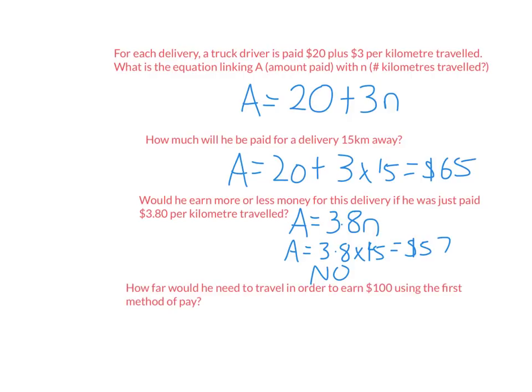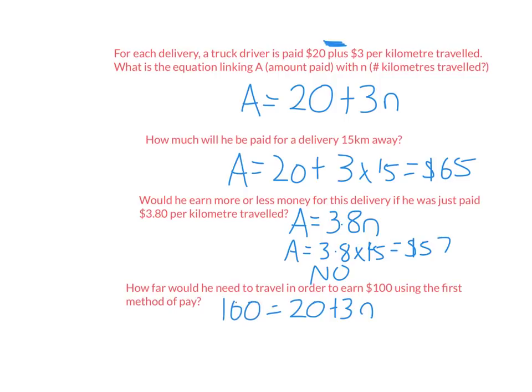So the final question we'll do: how far would he need to travel in order to earn $100 using the first method of pay, which is this one here, $20 plus $3 per kilometre travelled? So in this case, how far he would need to travel is saying find N. And we're told that A, the amount paid, is 100. So I take my equation, A equals 20 plus 3N, and I simply change A so it is 100. Now I need to solve for N.